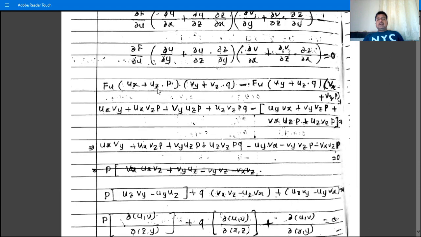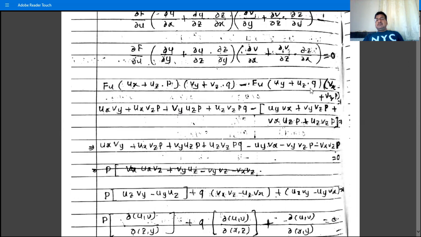We have a total of four terms: u_x v_y, right? u_x v_y, then u_x v_z q. So in the place of p, write q, then u_z v_y p, then u_z v_z pq, and the multiplication of f, cancel this f of u throughout.